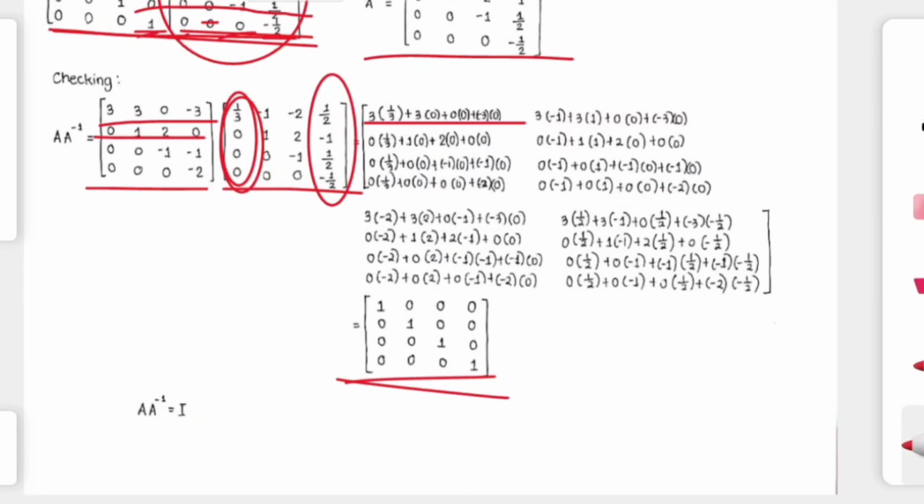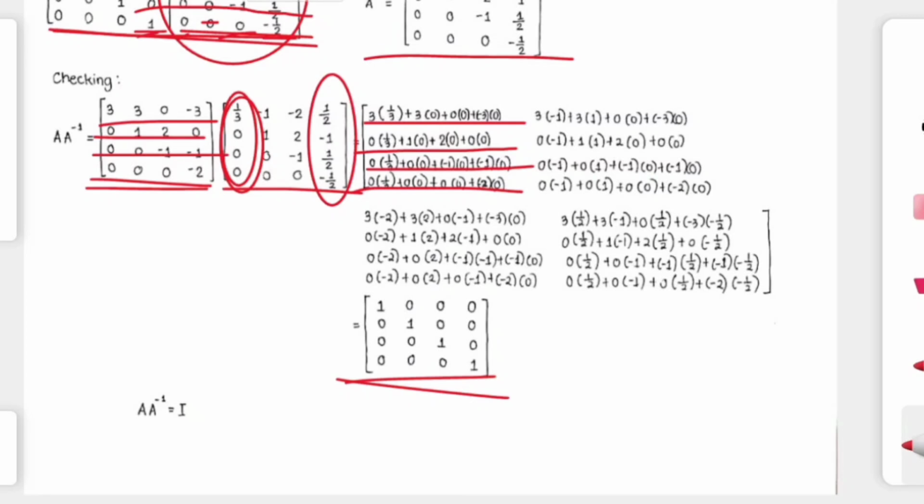For the row 2 multiplied to column 1, we have 0 times 1/3 plus 1 times 0, 2 times 0, 0 times 0, so it will also be added. So we get in this form. And then for the row 3 multiplied to column 1, we have 0 multiplied to 1/3, plus 0 times 0 plus negative 1 times 0 plus negative 1 times 0, so we have in this form. Another one for the row 4, we have 0 times 1/3, 0 times 0, 0 times 0, and negative 2 times 0, so we have here.